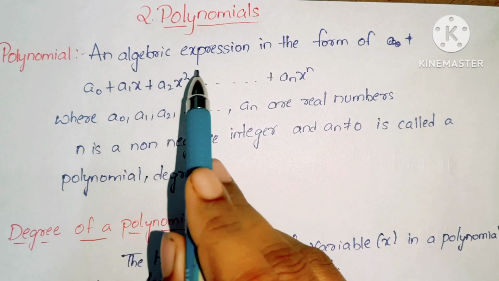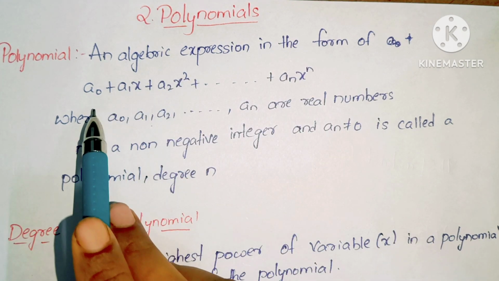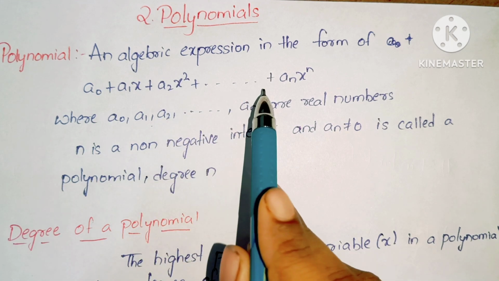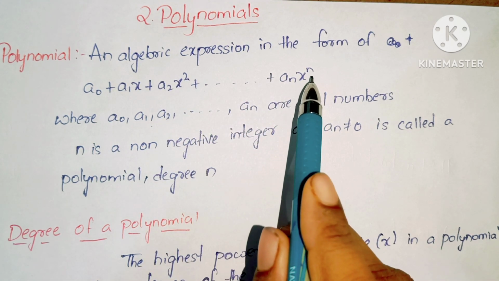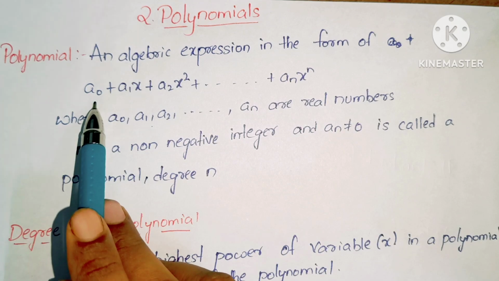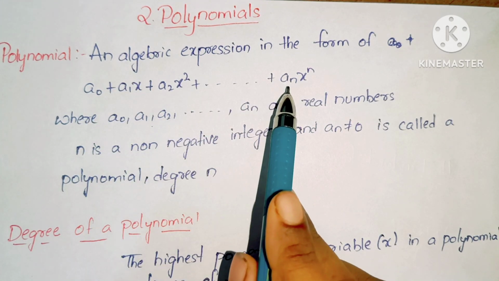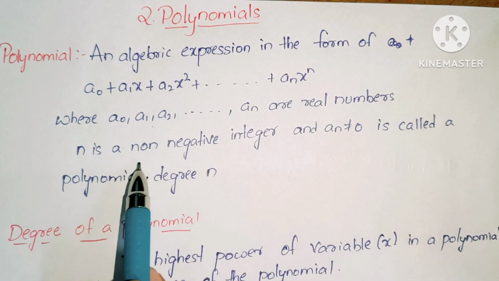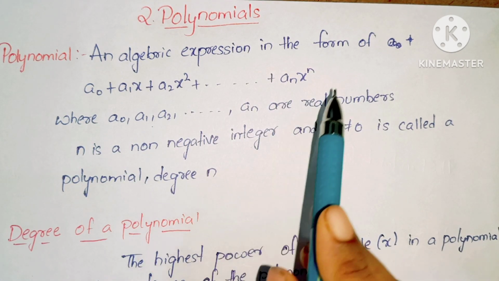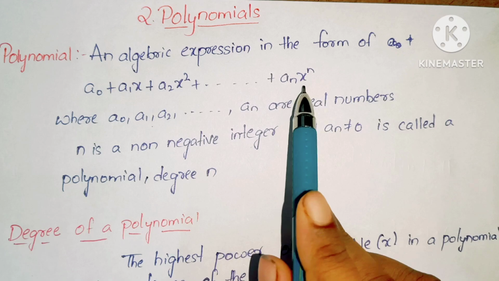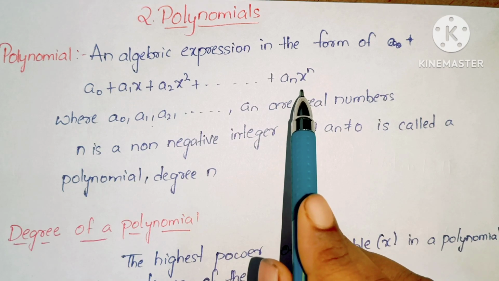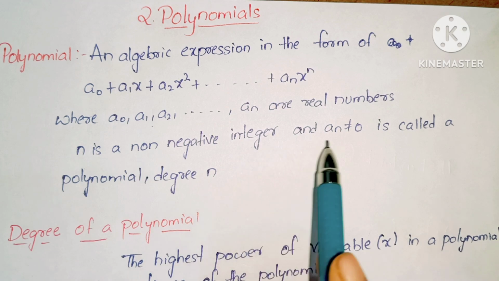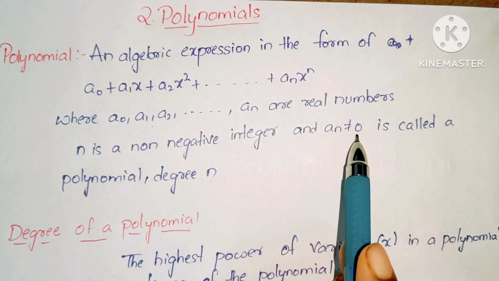A polynomial is an algebraic expression in the form of a0 plus a1x plus a2x square plus so on, an x power n, where a0, a1, a2, so on an are real numbers. Okay, so n is a non-negative integer. If n is 0, then the value will become 1, and there are no roots, right? That's why n is a non-negative integer and n is also not equal to 0.